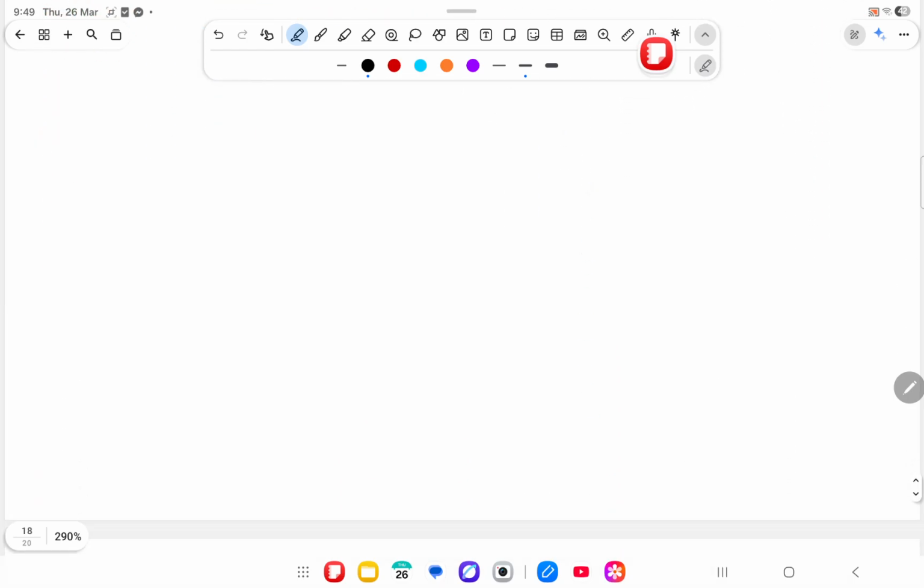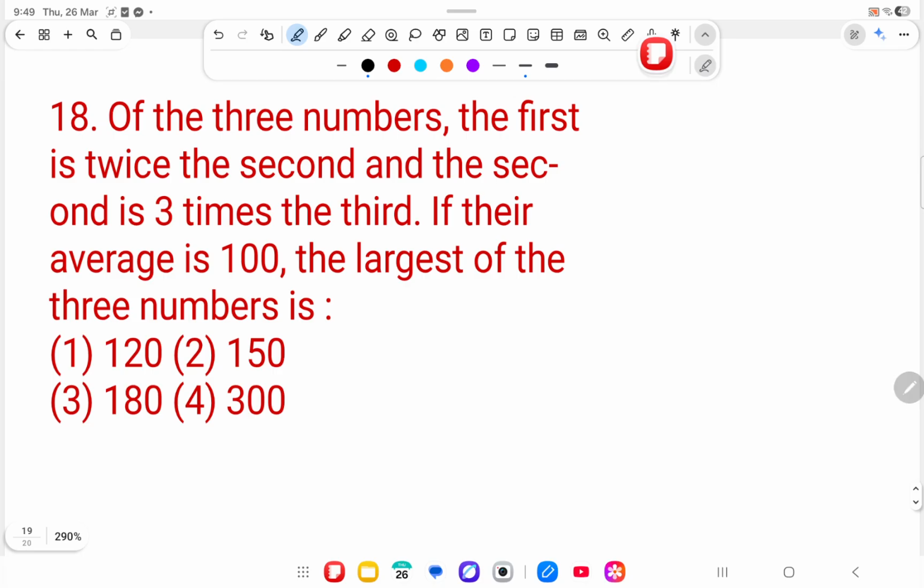Then next question. Of the three numbers, the first is twice the second and the second is 3 times the third. If their average is 100, the largest number is. Which is the least number here? C. If I take this as 1, then the second one is 3 times the third one. Then the first is twice the second one, so 6. So this should be the ratio. 6 is to 3 is to 1.